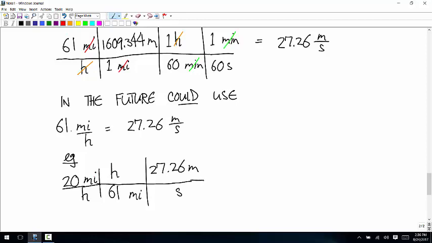Do all the cancellations. The miles cancel, the hours cancel, and, can someone have a calculator? I don't have that. 8.937 meters per second.